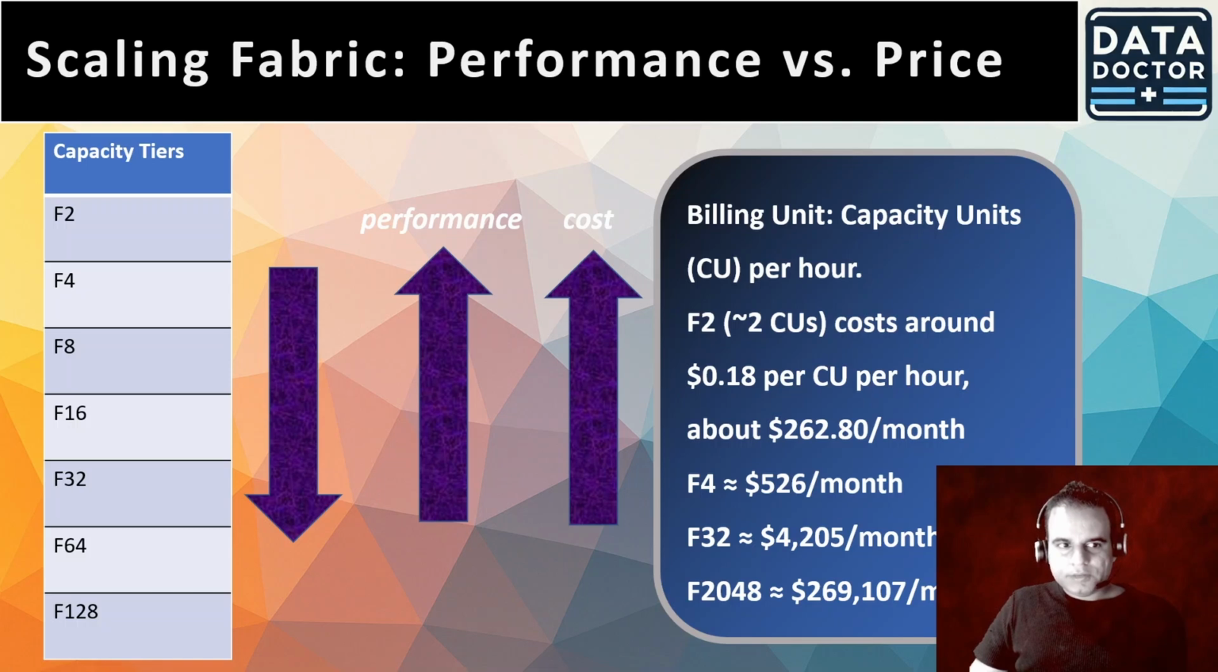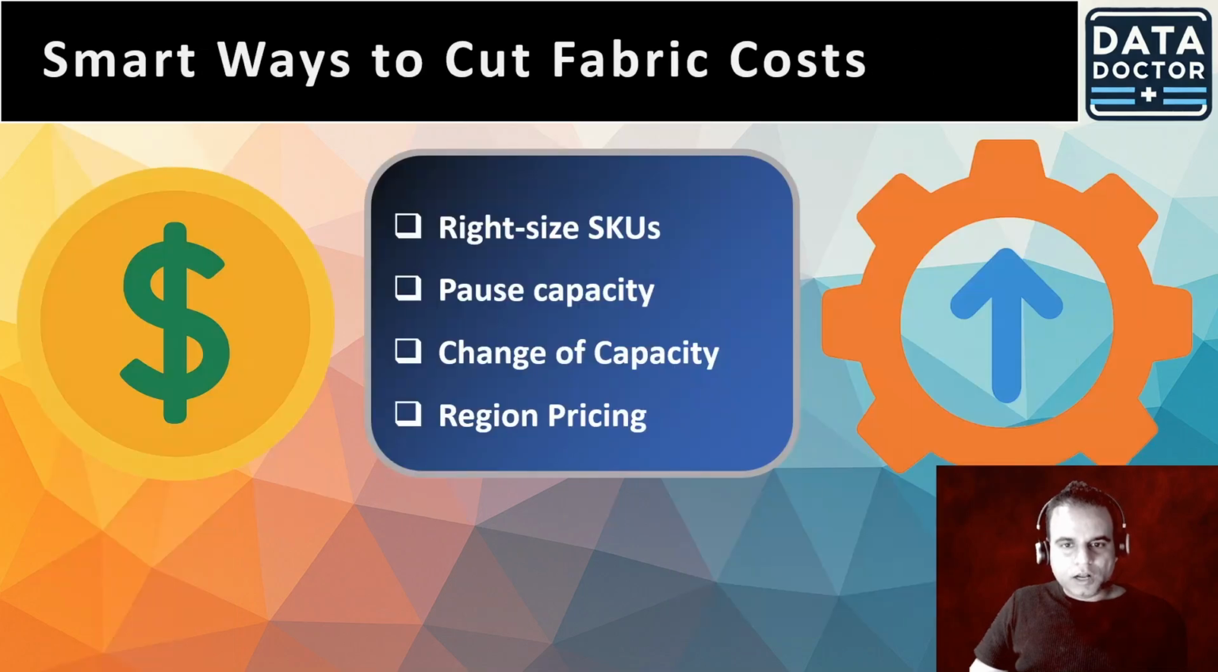Now with this understanding of the processing power in Fabric, let's move on and see how we can actually reduce the cost related to Fabric. First of all, it is about choosing the right SKUs. You should not select a higher SKU, for example, F64, when you don't know whether you really require it or not. So always start from the lower SKUs and go upward based on your requirement.